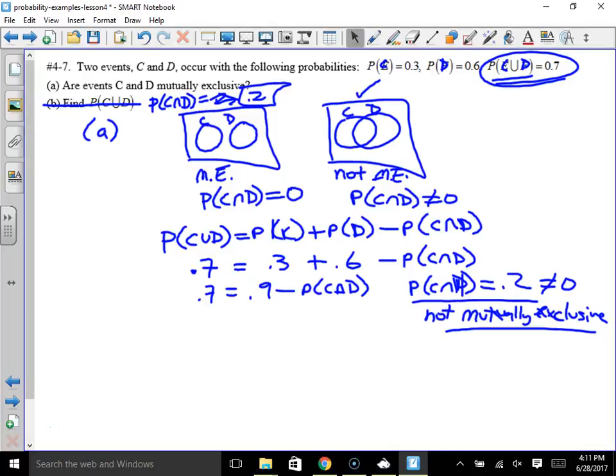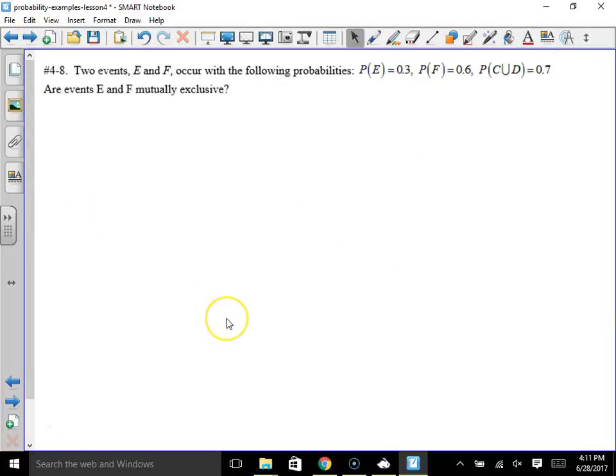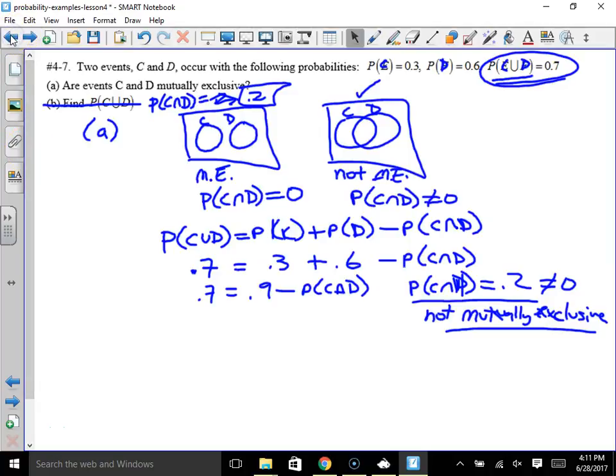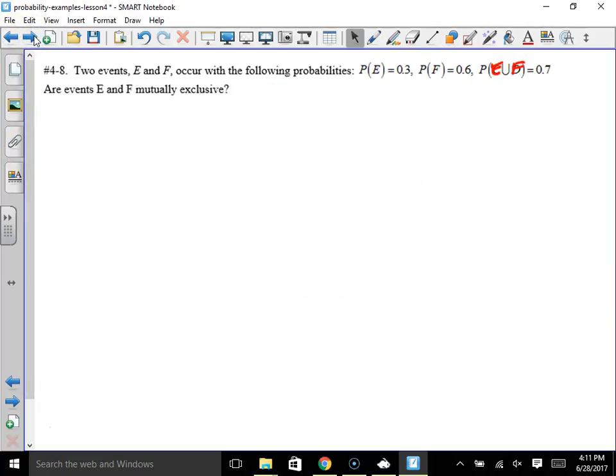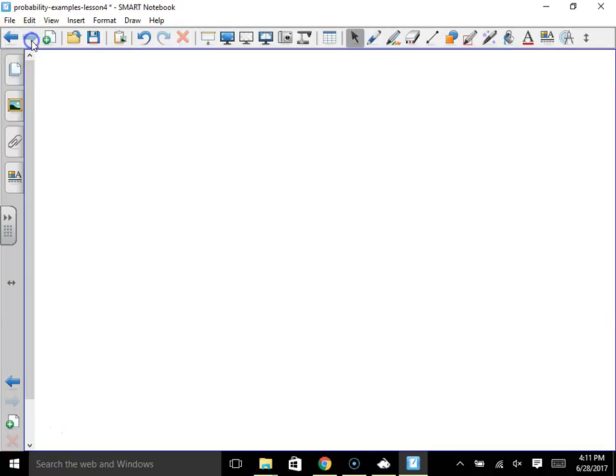Okay, one last problem here to wrap this up. It says two events E and F occur with the following probabilities. And again, there's a typo, it looks like. This should be E and F. Okay, E or F. All right, so they give us E's probability, F's probability, and the OR probability, and they ask us if the events are mutually exclusive. Isn't that the same problem we just solved? Yep. Okay, so that won't give us anything further. We'll skip that one. I think we got the idea.